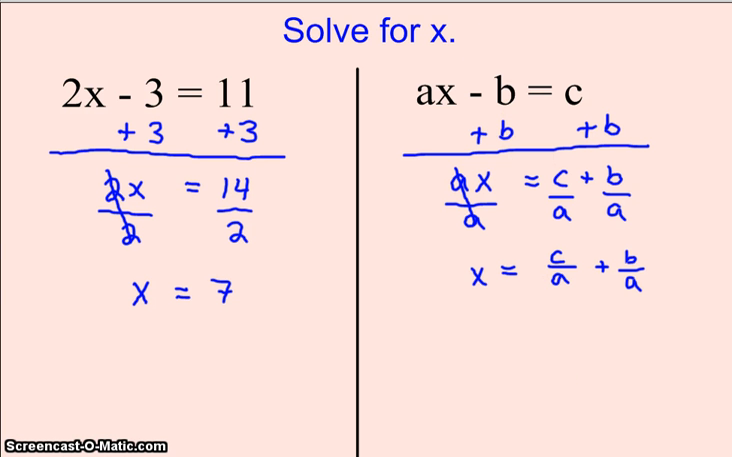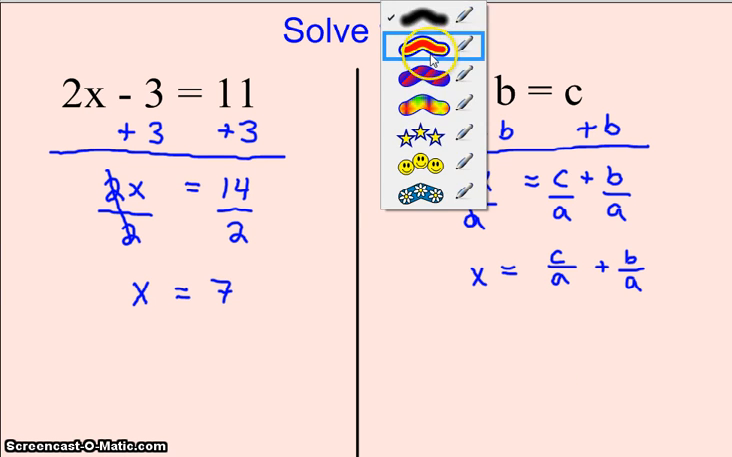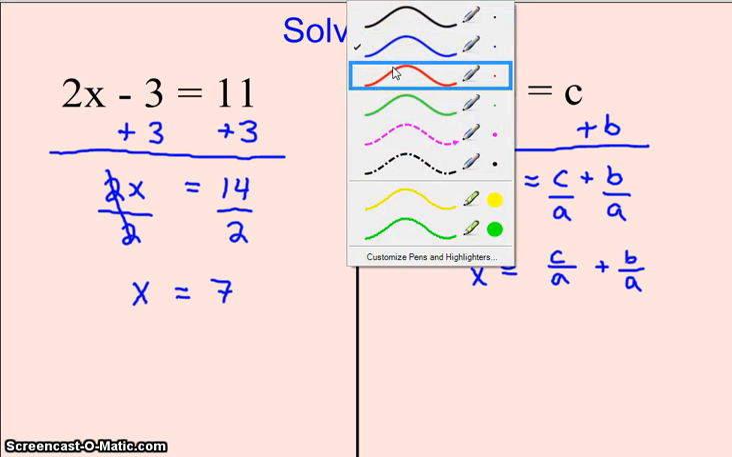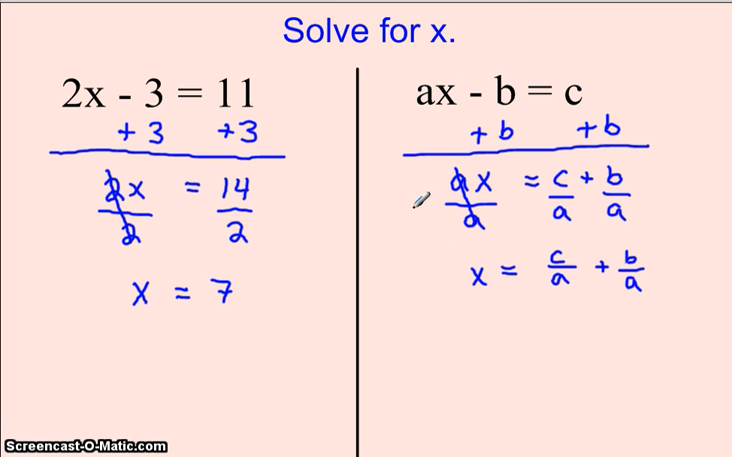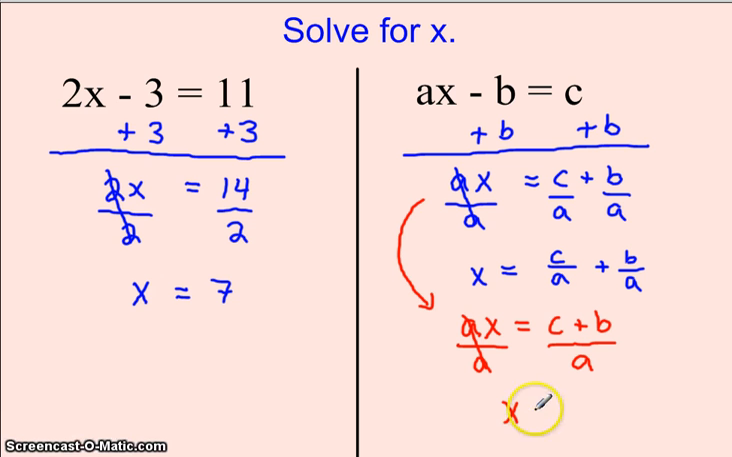Now let me just give you an alternate path we could have gone here. I'll switch to red pen just so you can see. From this step here, where we had ax equals c plus b, when I divided by a, I could have divided the whole thing by a here, like that. And I would have got x is equal to c plus b over a.